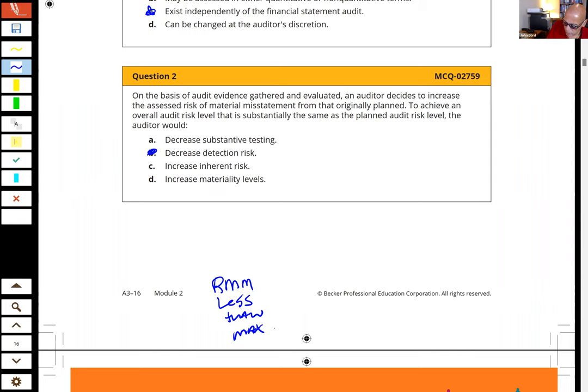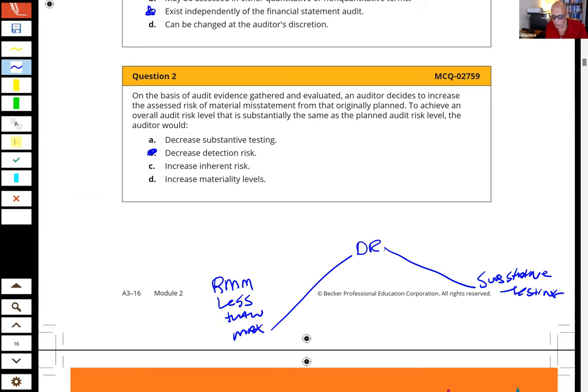And based on that, they said, okay, that means that I can accept a little more what? Detection risk. So my substantive testing can be down.